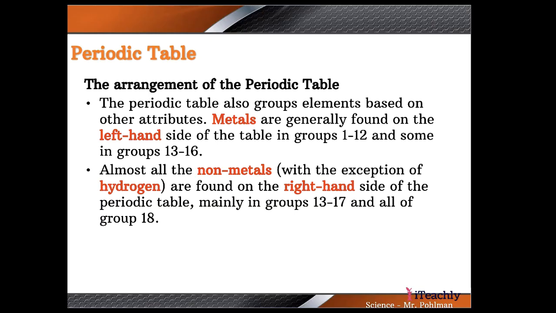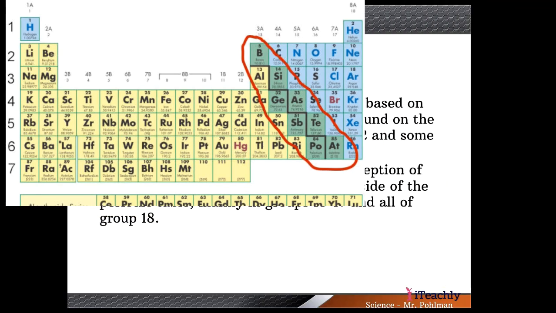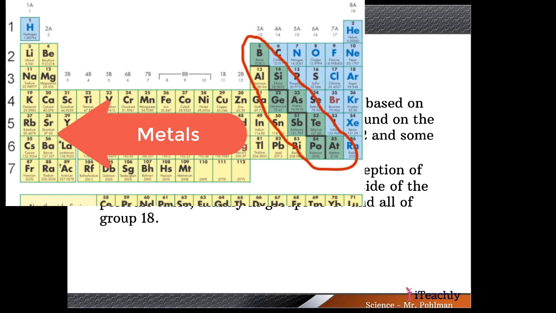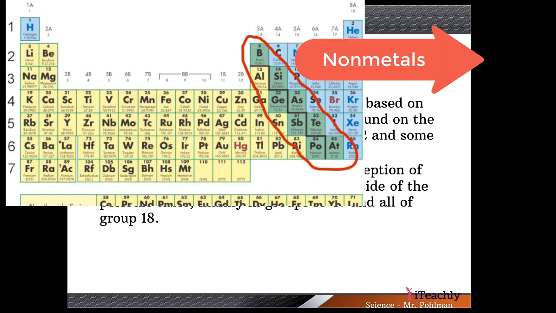So how is our periodic table arranged? Well, first off, I want to point out that if you're looking at my periodic table, there's going to be a little stair step, and we'll show it in just a moment. But to the left of the stair step, those are generally going to be your metals. Now, metals, they like to give away electrons. They're on the left-hand side of your periodic table. We would describe these as being in groups. These elements would be in groups 1 through 12, and then some of them are in 13 through 16. And then to the right of that stair step, you're going to have your nonmetals, with the exception of hydrogen.